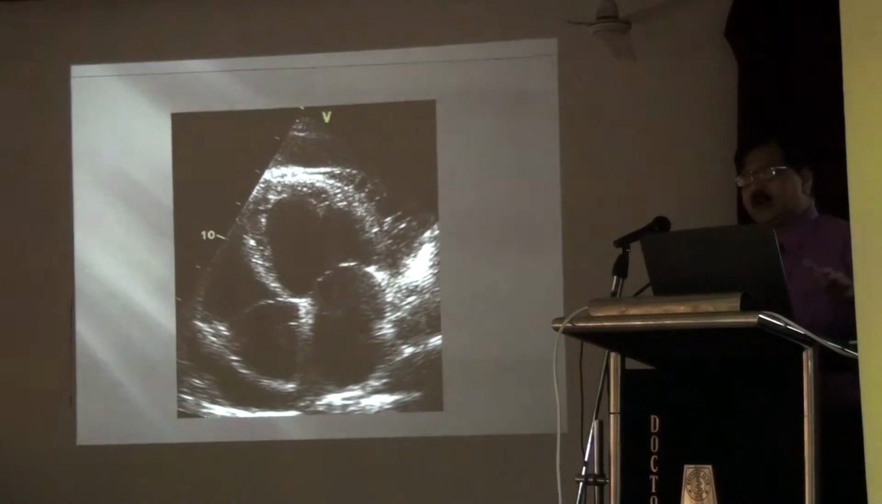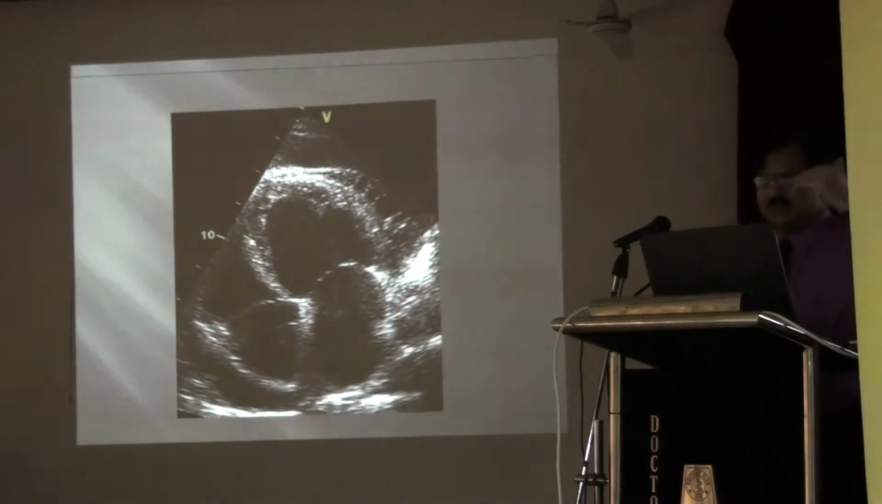We have divided the heart on echo into 16 to 17 zones, and those zones are assessed according to whether it is a normal wall motion or abnormal wall motion. If less motion, hypokinesia; no motion, akinesia; opposite motion, dyskinesia; and if there is an abnormal dilatation, aneurysm.